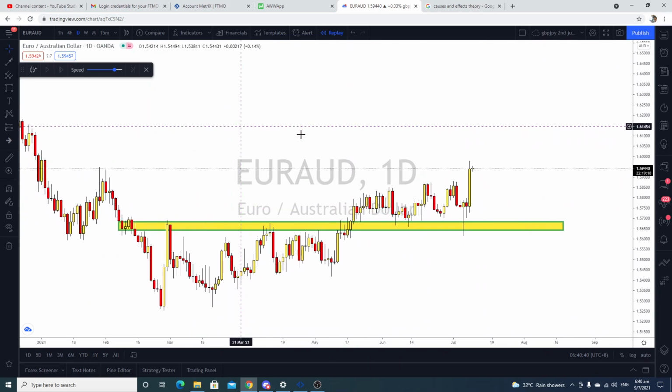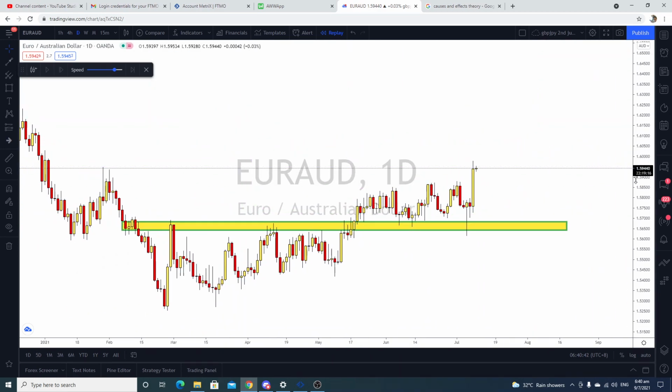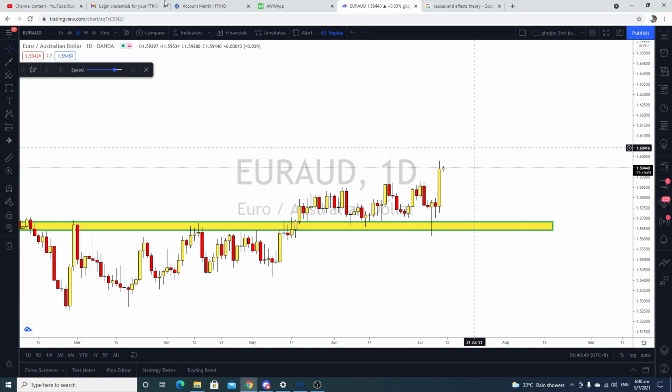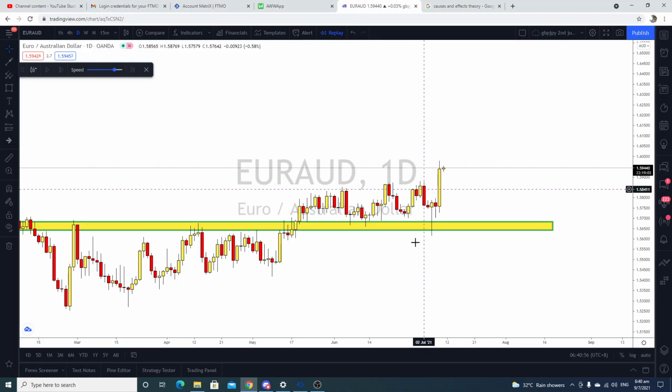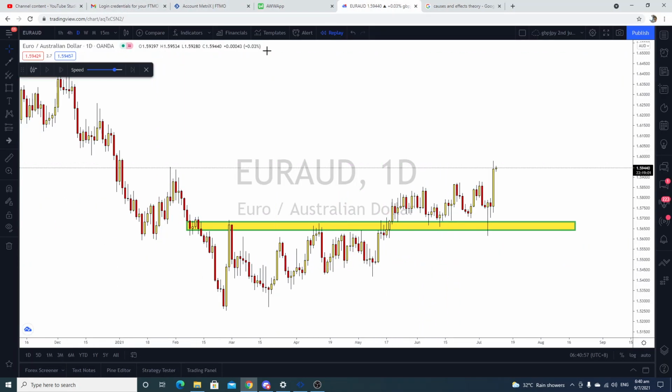Learning about the market never stops. Getting better about things never stops. Once you stop learning, you stop growing. Okay, so look left. Done. Indicators done. Okay, cause and effect theory. Cause and effect theory, right?